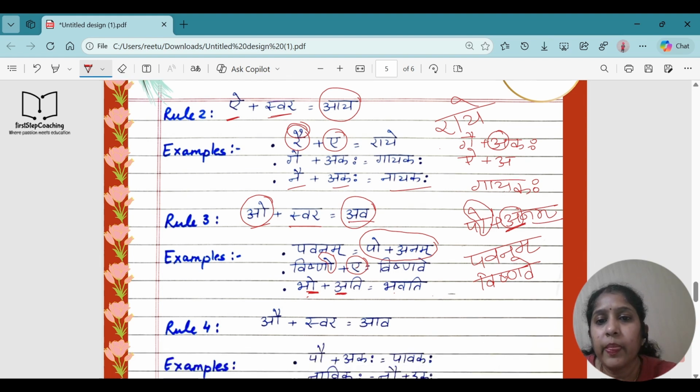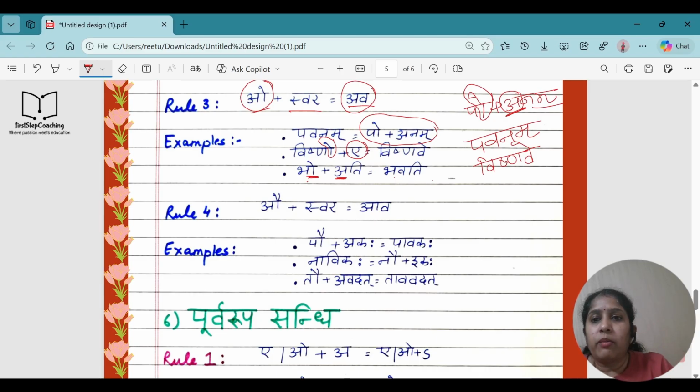Correct? Next one, this rule number 4, it's with bada o ki matra. The first word is ending with bada o ki matra, and the second word is starting with any swar. It can be any swar, e, u, o, whatever it is. It can be anything. So au changes to av. Fine. Like if we see this example, pau plus akaha. So the first word is ending with au and the second word is starting with a. So it is satisfying our rule, right?